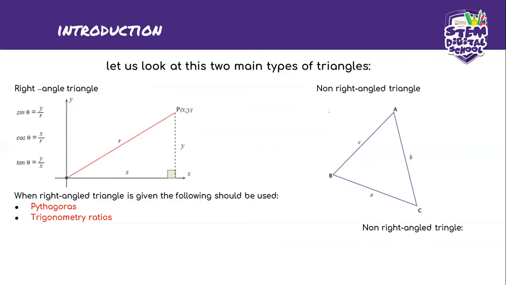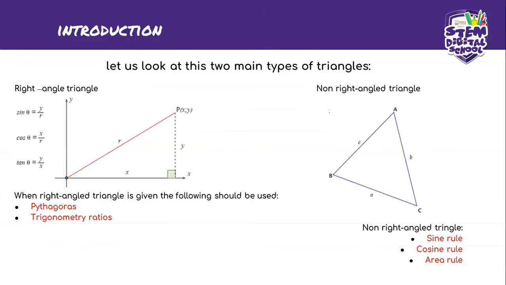Now, when we have a non-right-angled triangle, and we have to calculate the unknown sides or the unknown angle, what do we use? In this case, we are using the sine rule, the cosine rule, and the area rule. Let me repeat: the sine rule, the cosine rule, and the area rule.